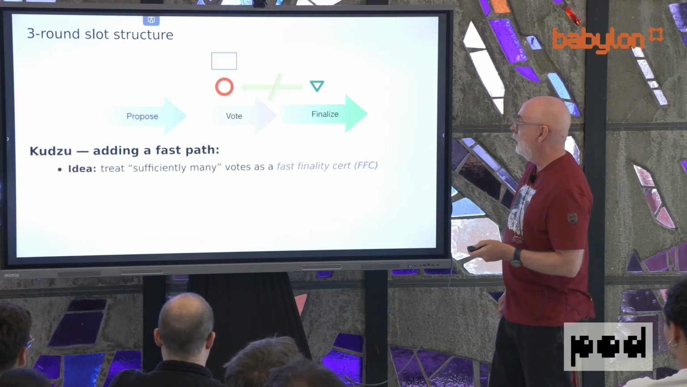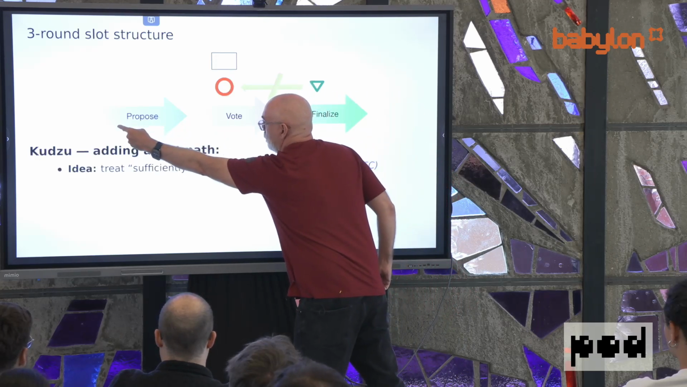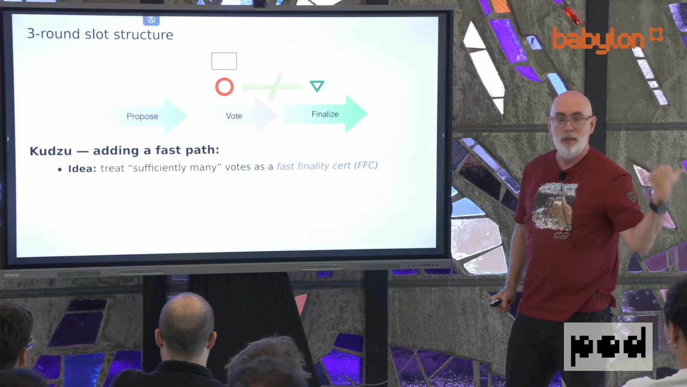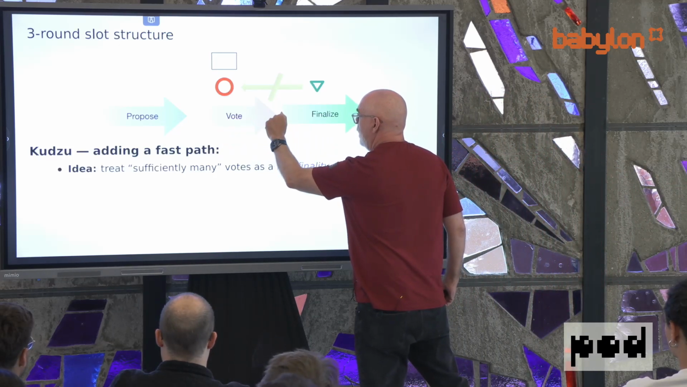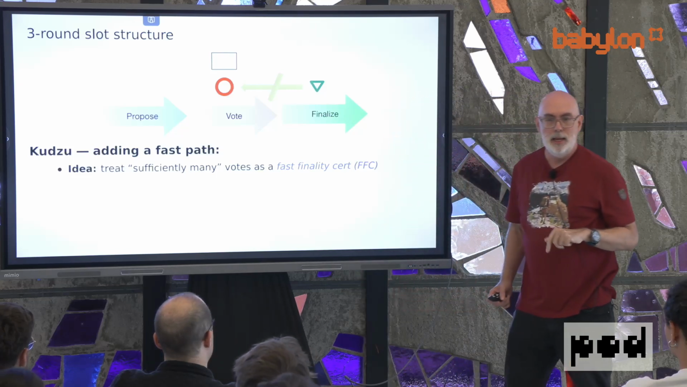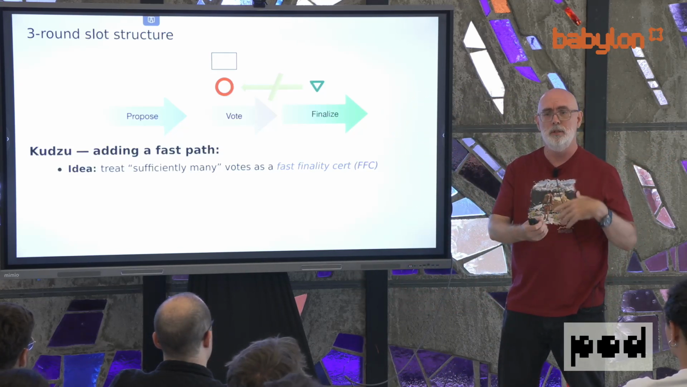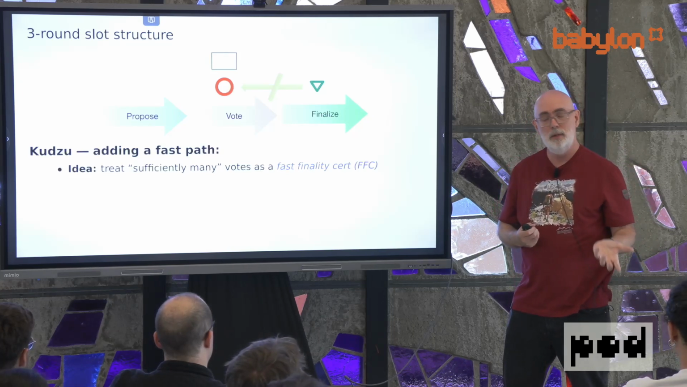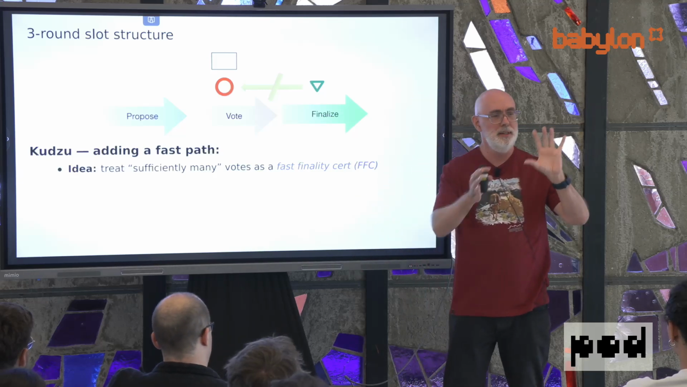So Kudzu, what is Kudzu? We want to add a fast path, right? Here, between the time the leader proposes, there's a total of 3 network hops: propose, vote, and finalize. And it would be nice if we could already finalize at the end of the voting round. And there's a long, somewhat sad history of buggy protocols proposing these fast paths, many of which have been broken and repaired. Dare I say, even Hydrangea.